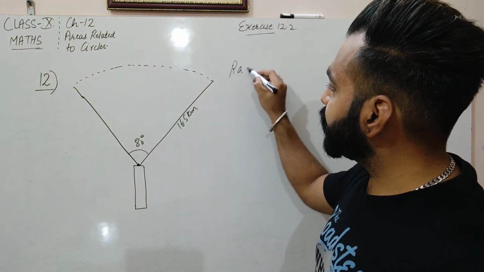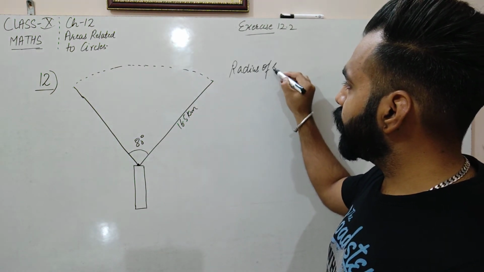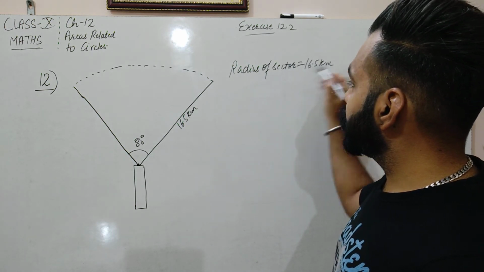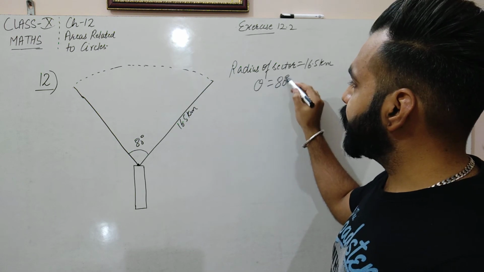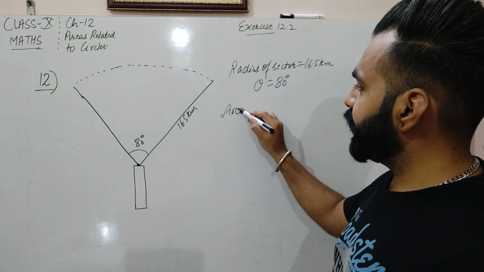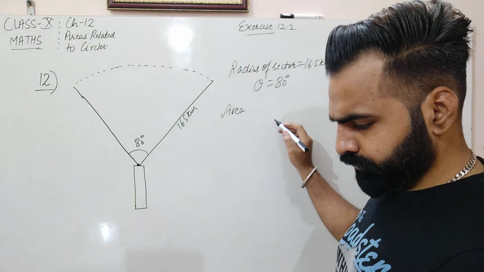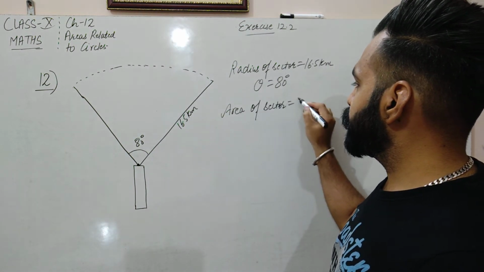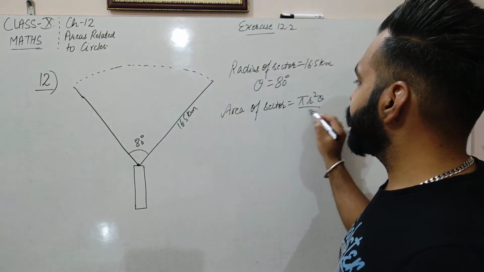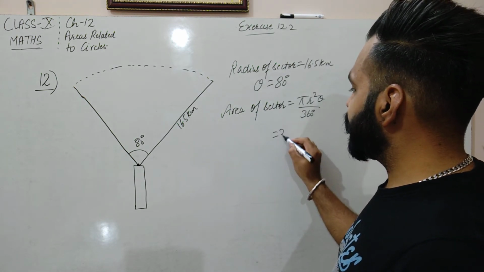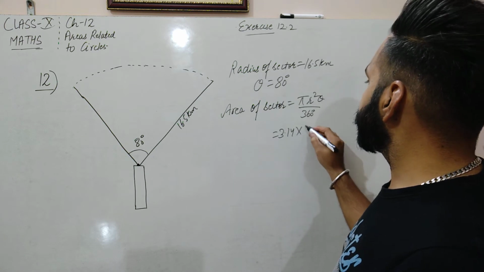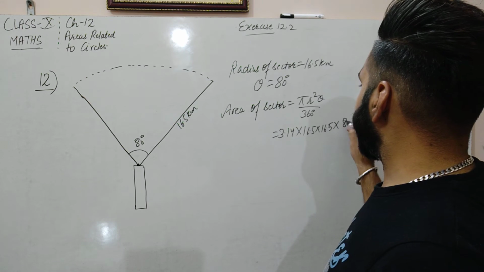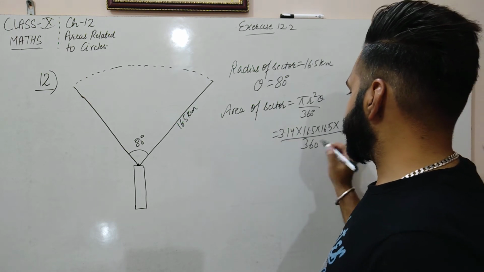So radius of sector will be 16.5 kilometer. Theta will be equals to 80 degree. So area of sector equals pi r square theta divided by 360. Pi is 3.14, r is 16.5, theta is 80 divided by 360.